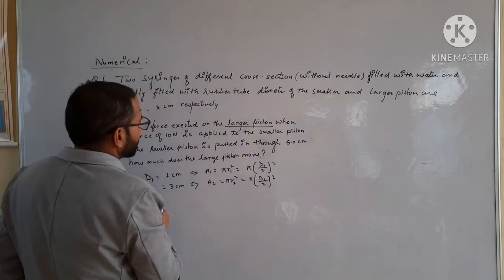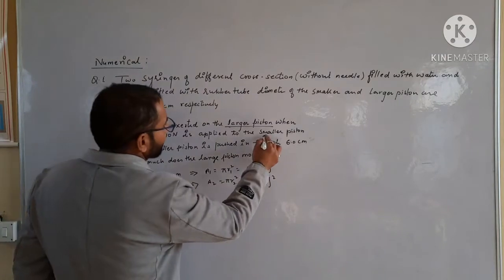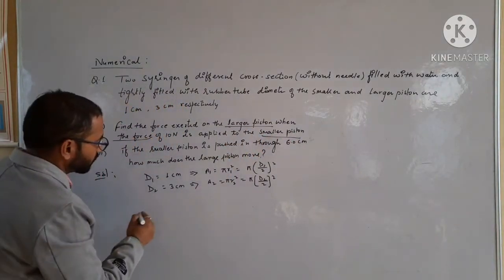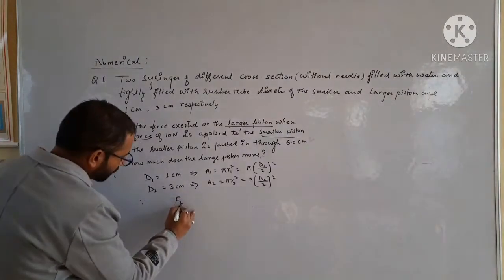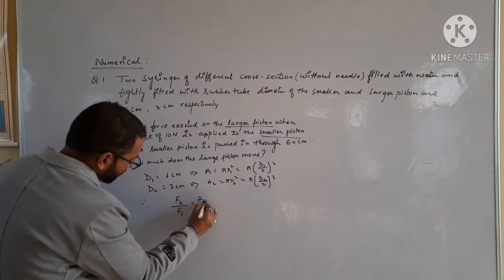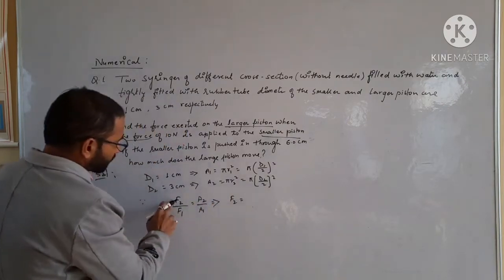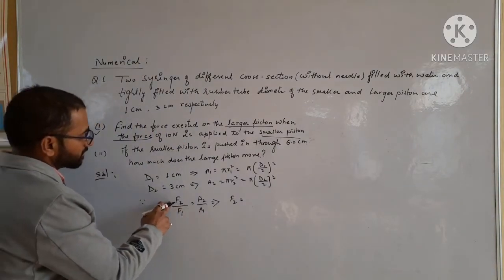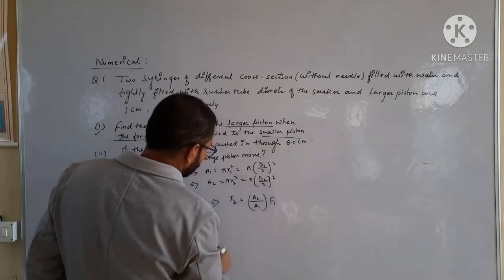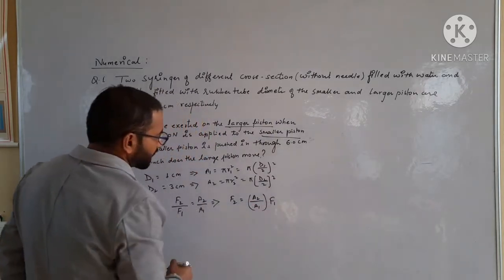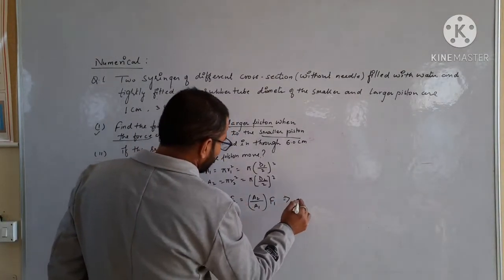larger piston. Suppose we denote the force on the smaller piston by F1, and for the larger piston it is F2. So we can use the condition of the hydraulic lift, F2 by F1 is equal to A2 by A1. With the help of this formula, we get the force exerted on the larger piston, F2, which is equal to A2 by A1 times F1. Point clear? Now we can calculate the value of F2.